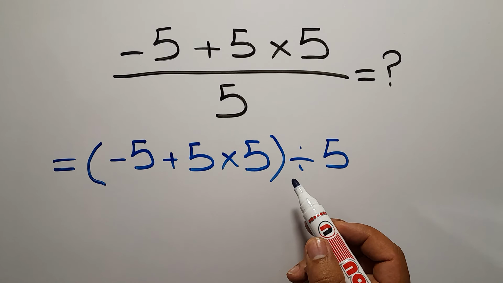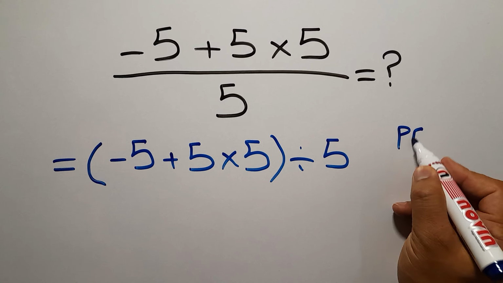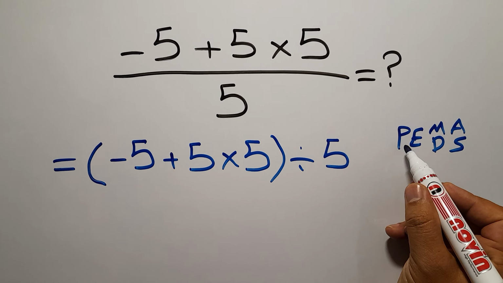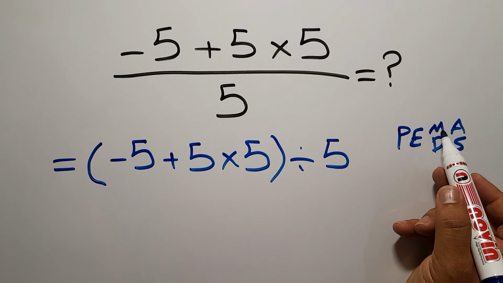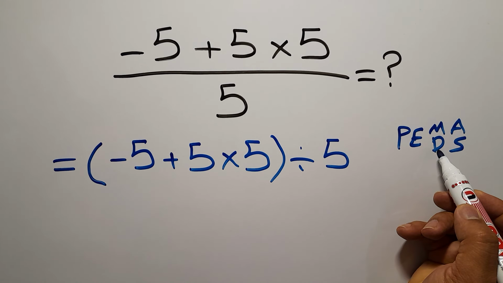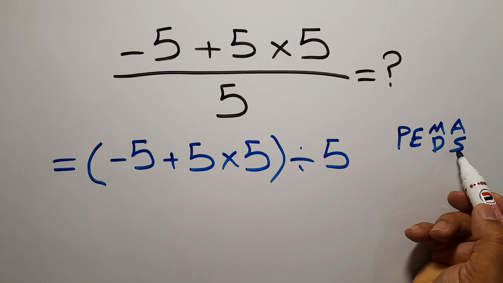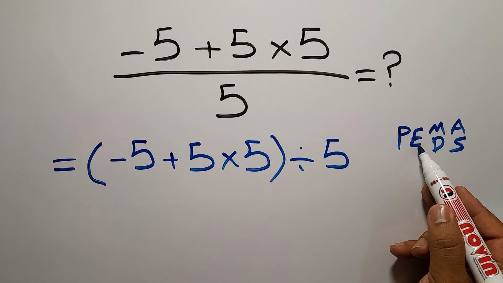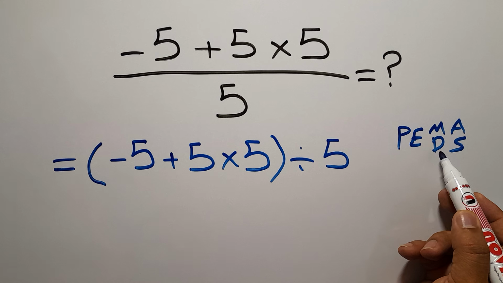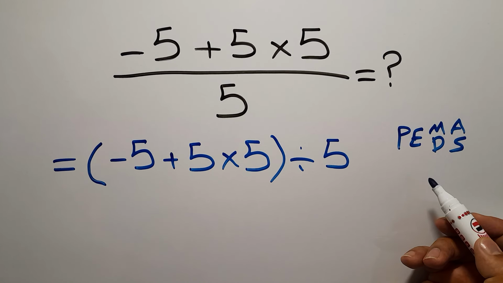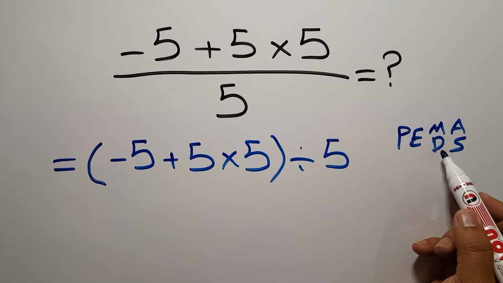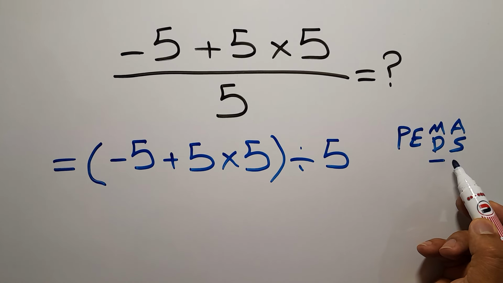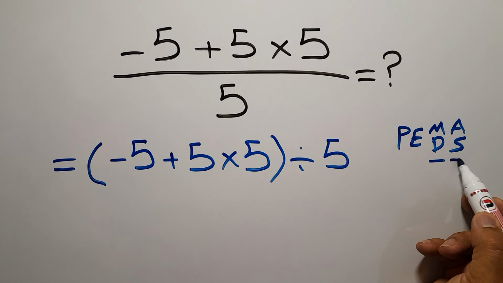According to the order of operations, which is PEMDAS, P stands for parentheses, E stands for exponents, M and D stand for multiplication and division, and A and S stand for addition and subtraction. First we have to do parentheses, then exponents, then multiplication or division, and finally addition or subtraction. Remember that multiplication and division have equal priority and we have to work from left to right, and the same applies to addition and subtraction.